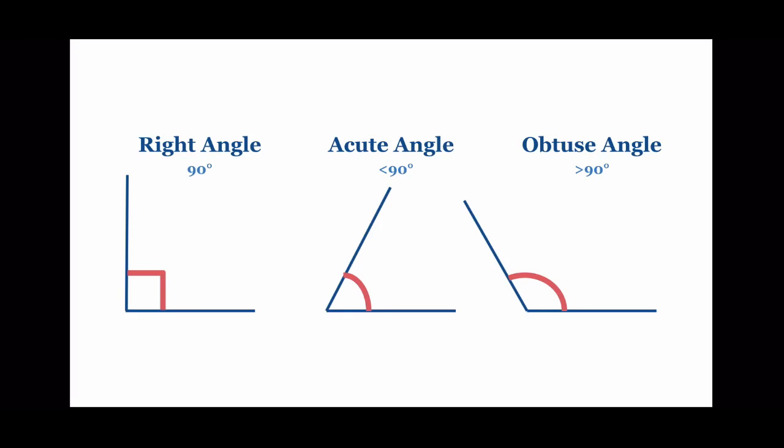Obviously, the most occurring one, and probably the most important out of all the angles that you can learn, is the right angle. It's probably going to appear the most in math, and it's an angle formed by two perpendicular lines. So it's an exact corner, and it's marked by the sign with two perpendicular lines, and they're always equal to 90 degrees.